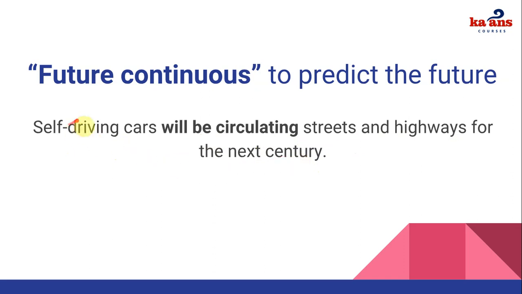In this case, the topic is self-driving cars. And I'm using the future continuous because it is something that is happening, right? It's in progress. So, will be circulating. Imagine the little cars circulating, driving around the highways and the streets. So, self-driving cars will be circulating streets and highways for the next century. Future continuous.